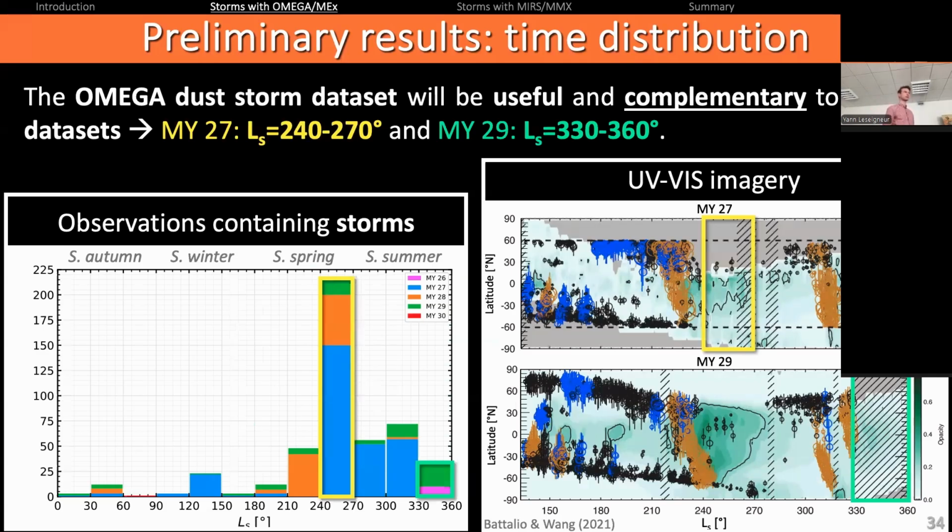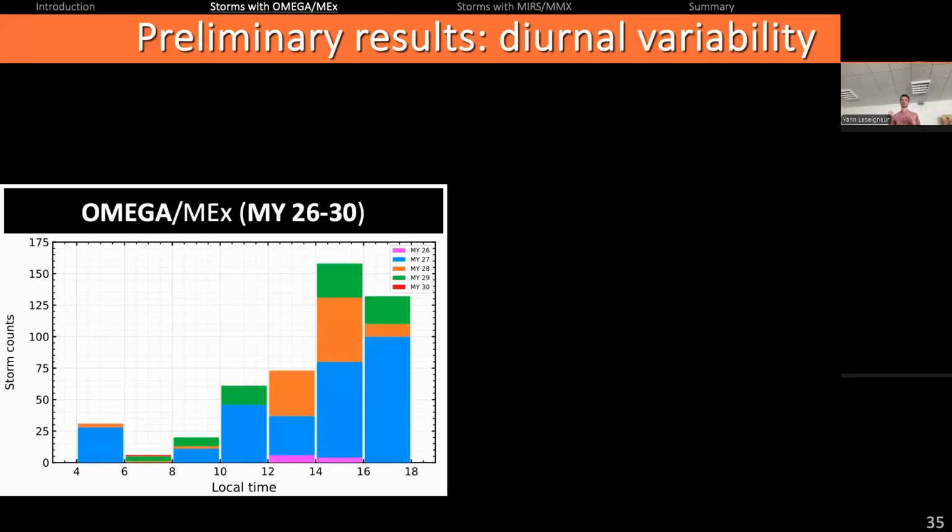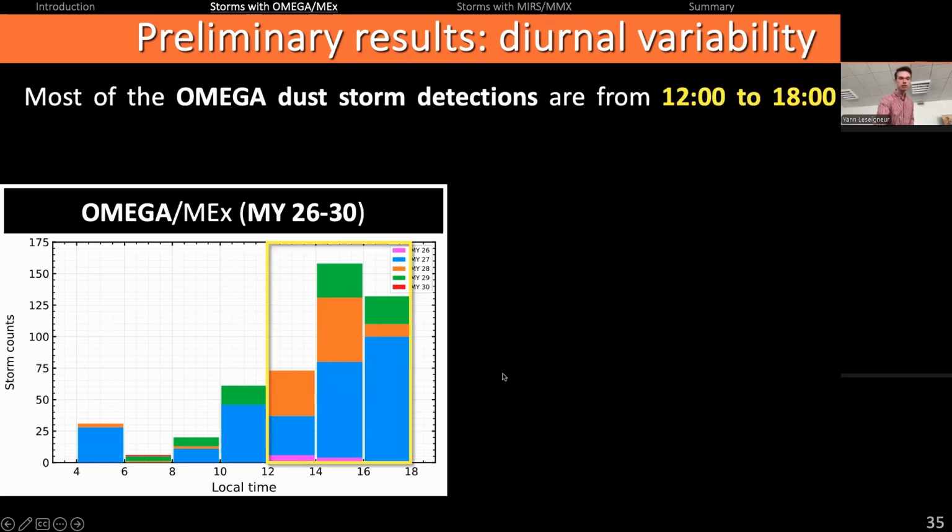And one of the also positive points of OMEGA and Mars Express, the orbiter, is that we can have some observations at different local time. That is not the case for most of the other instruments. So we can also study the diurnal variations of the detections. And we can notice that we have most of the detections between noon and 6 p.m.